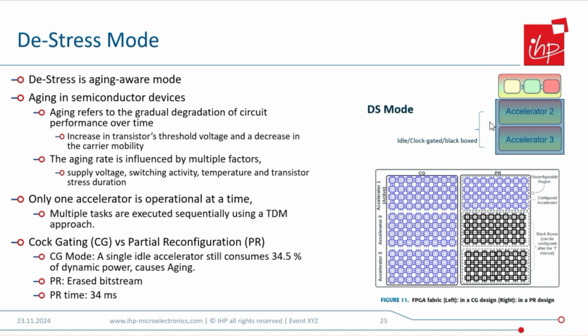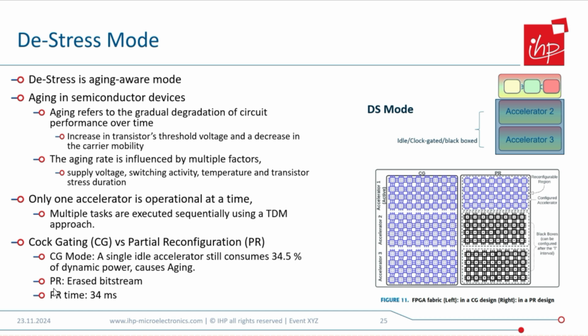There are also different ways of making these two accelerators idle. One is the clock gating way and the other is the partial reconfiguration way. In the clock gating way, what you are doing is blocking the clock of the accelerators. So you're not supplying them any input, you're putting them in reset, you're not supplying any clock, right? In this way, we can make the switching activity as low as possible. But even in that scenario, clock gating still uses 34.5% of the dynamic power, which causes aging.